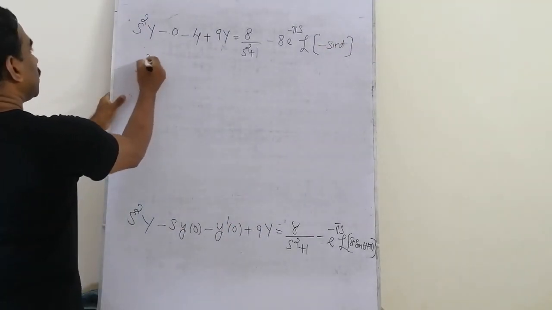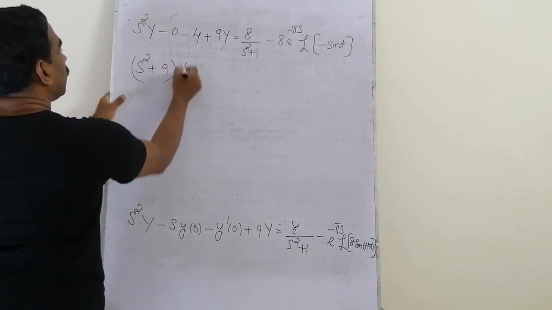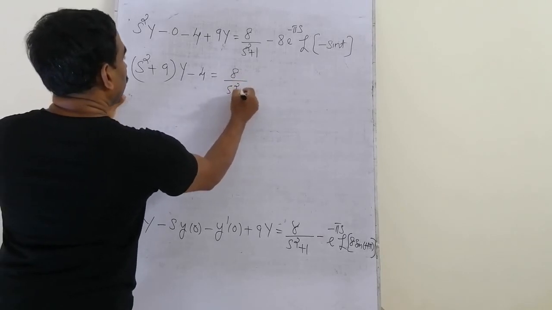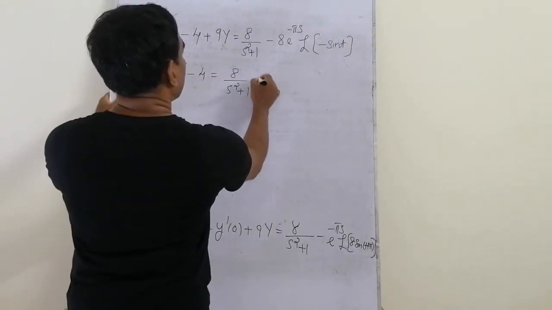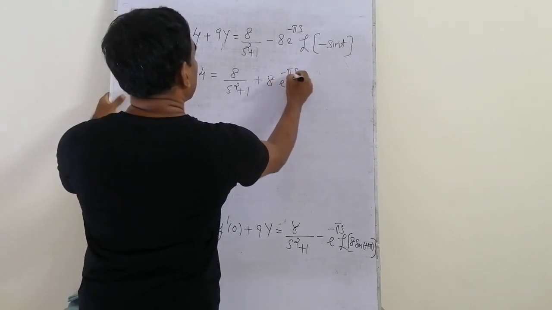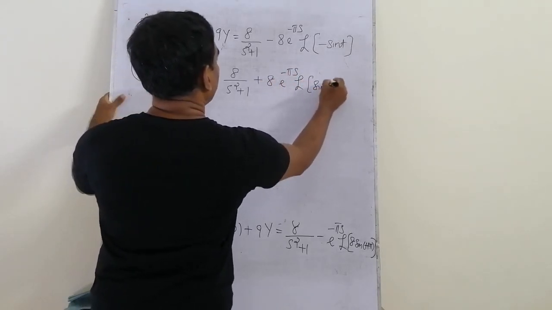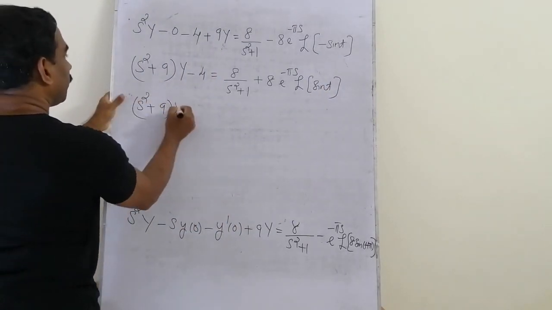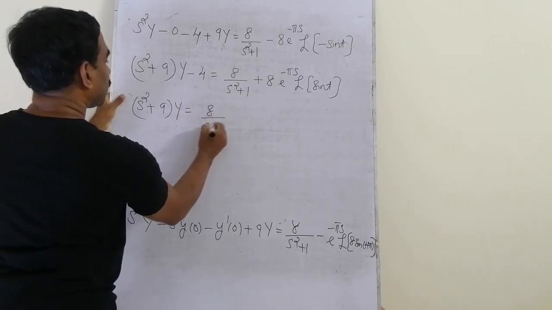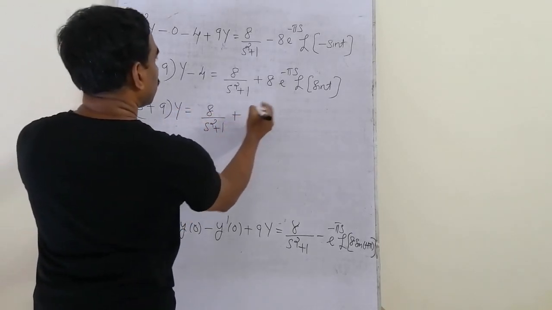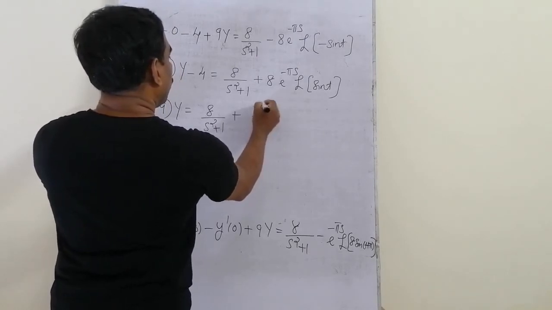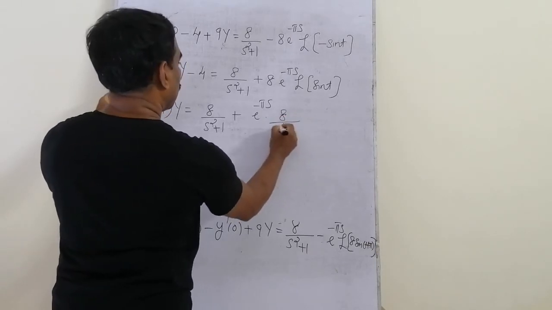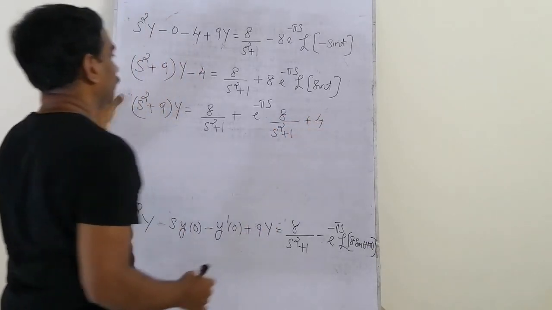We can collect Y, that is (s square plus 9) into Y minus 4 is equal to 8 by s square plus 1 plus 8 into e raised to minus pi s into transform of sin t, or (s square plus 9) into Y is equal to 8 by s square plus 1 plus e raised to minus pi s into transform of sin t multiplied with this 8, that is 8 by s square plus 1, plus 4.